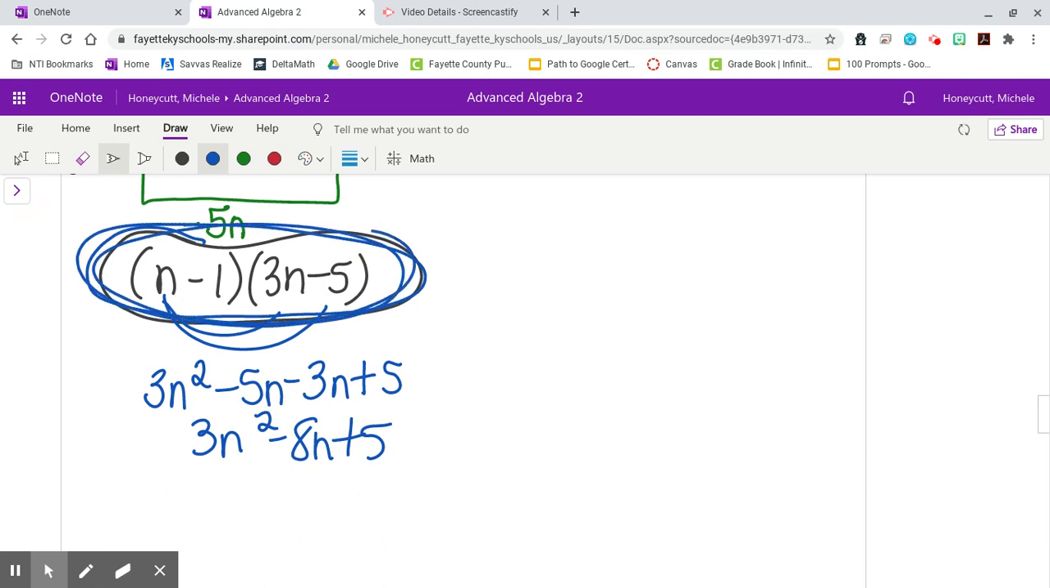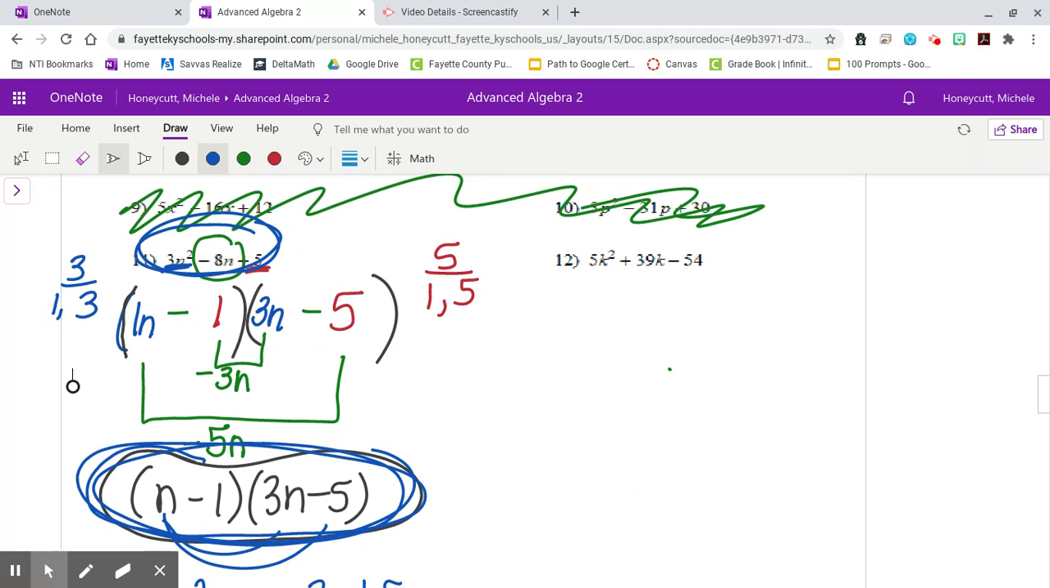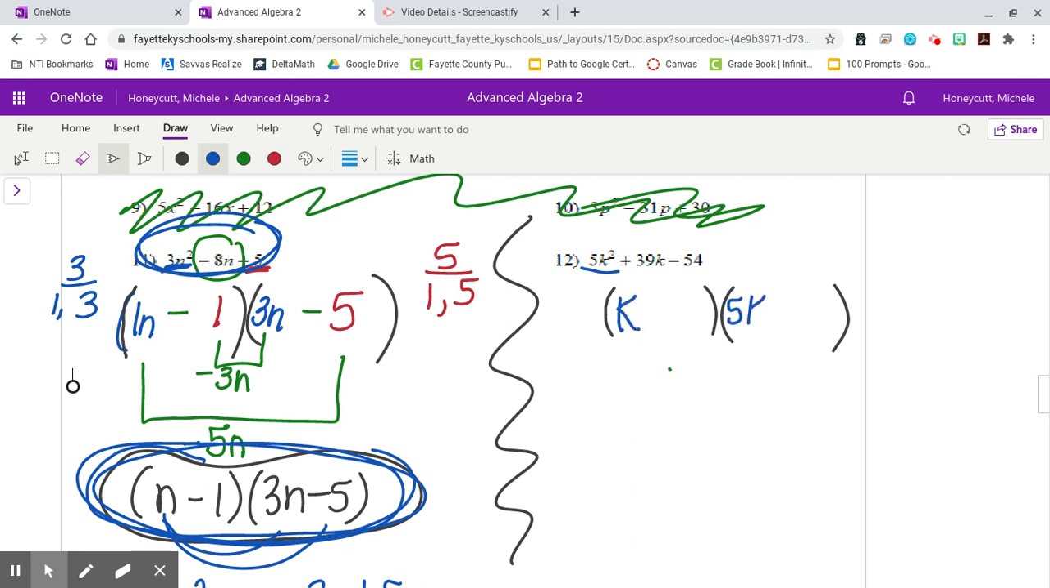I can do another one of those examples. So let's look at this one that's labeled number 12. I have 3 terms, so I am going to separate into 2 binomials. I'm going to think about the number 5. The only way to get 5 is to multiply 1 times 5. So I'm going to say k times 5k.